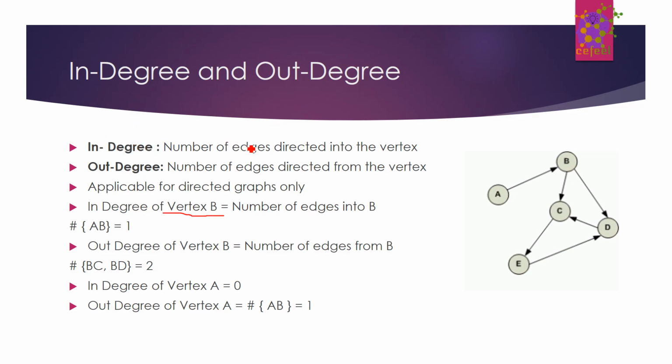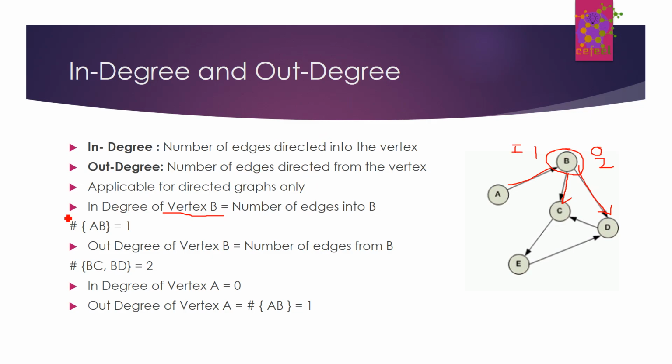Let's see what is the in degree of vertex B. So vertex B is here. We see there is one edge coming into B. There are no more edges. This is the edge. So in degree of vertex B is 1. Similarly, the edges going from B, one is BC and the other is BD. So the out degree is actually 2. So out degree is 2 and in degree is 1.